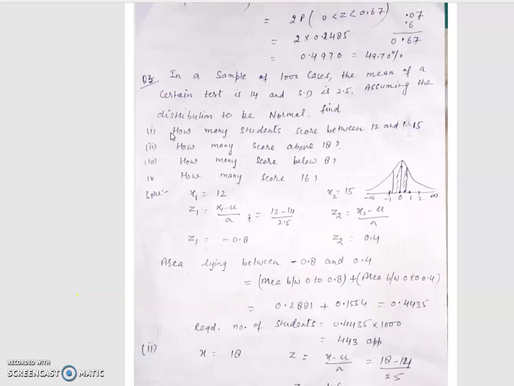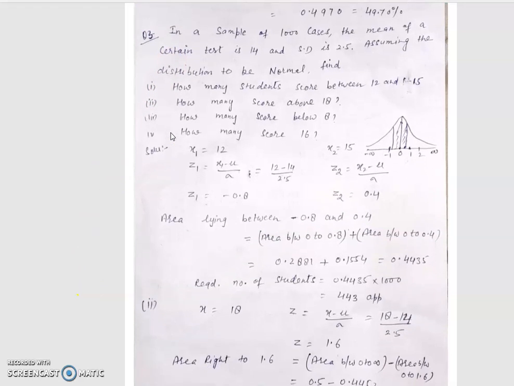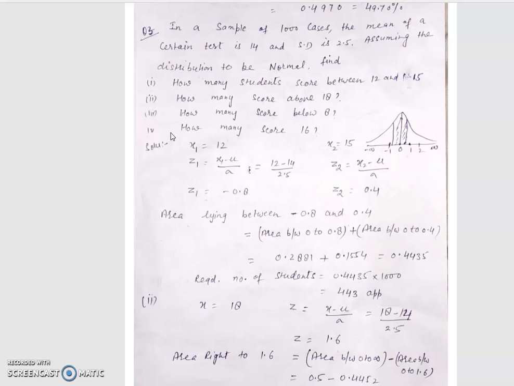This is one more important example based on normal distribution. In a sample of 1000 cases, the mean of a certain test is 14 and the standard deviation is 2.5. Assuming the distribution to be normal, find the value. How many students score between 12 and 15? How many score above 18? How many score below 8? And exactly 16?